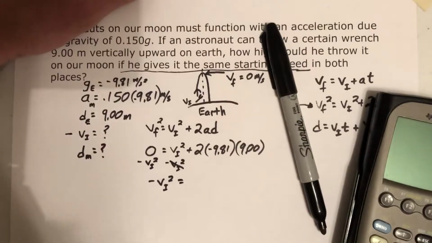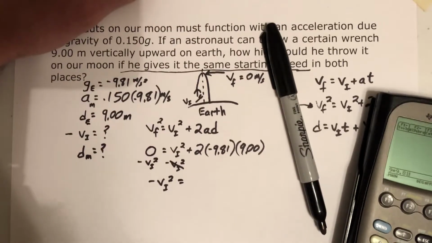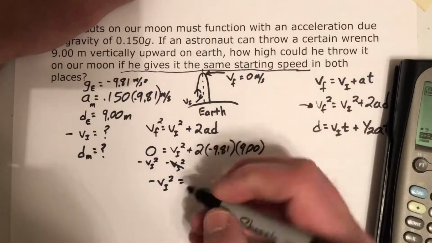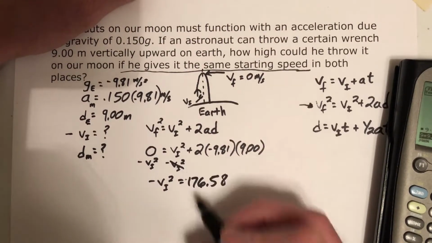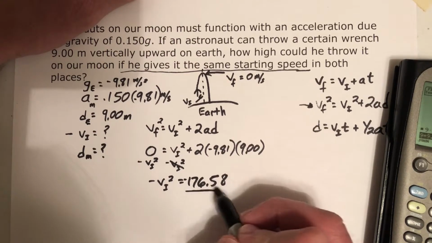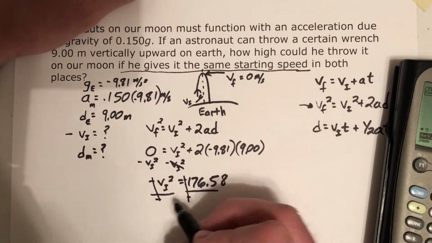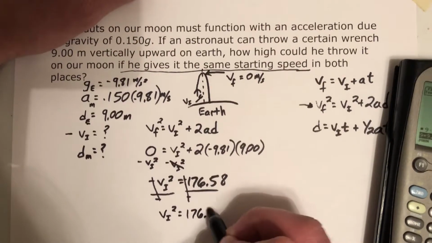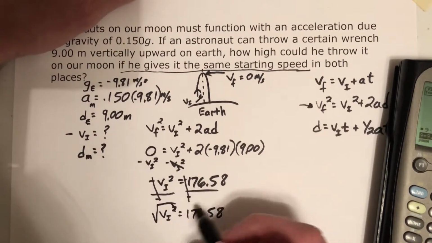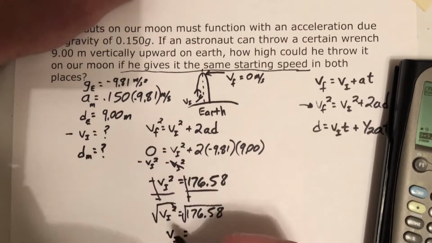Get my calculator. That's going to give me 9 times 9.81 times 2 equals 176.58. And remember, it is negative. Now I'm going to divide by the negative 1 on both sides, and it cancels the negatives out. So now I have VI squared equal to 176.58. So I take the square root of both sides, and my initial velocity is, let me move my camera here.